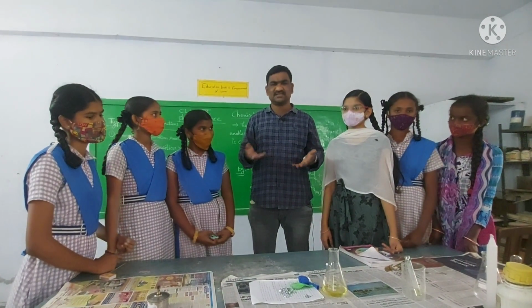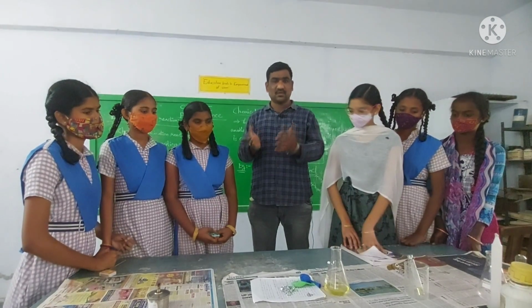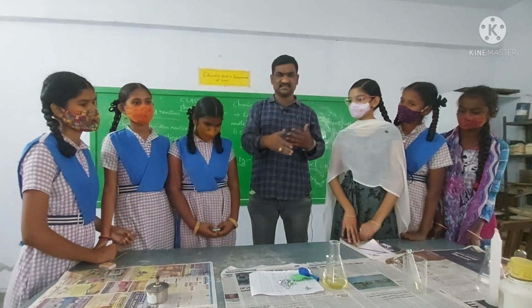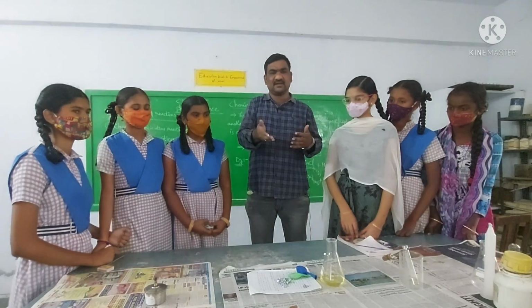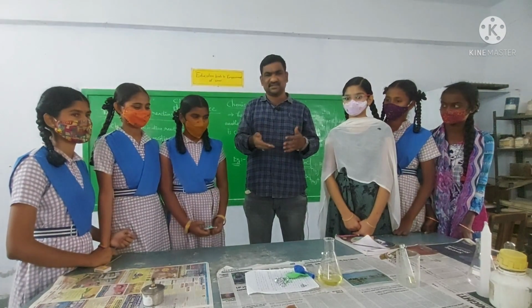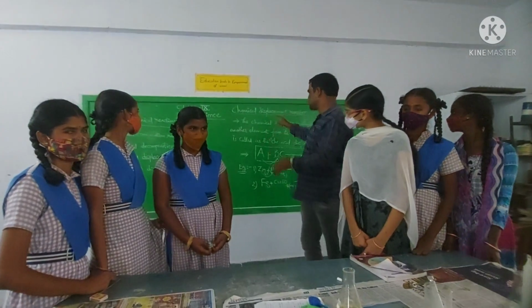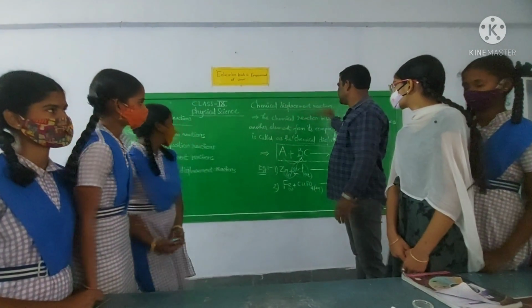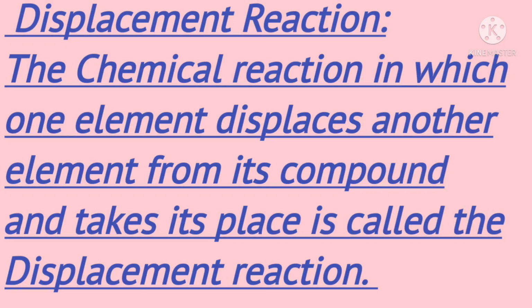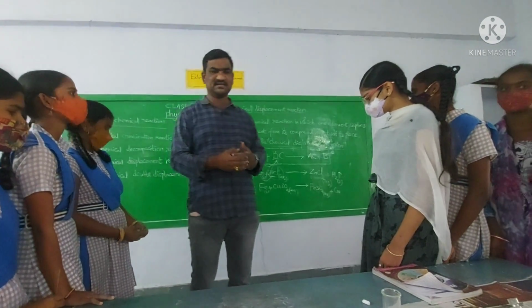Why is it called displacement? Because one element displaces another element from its position, from its place. That's why this chemical equation is called a displacement reaction. So once again, the definition is: a chemical reaction in which one element displaces another element from its compound and takes its place is called a chemical displacement reaction.